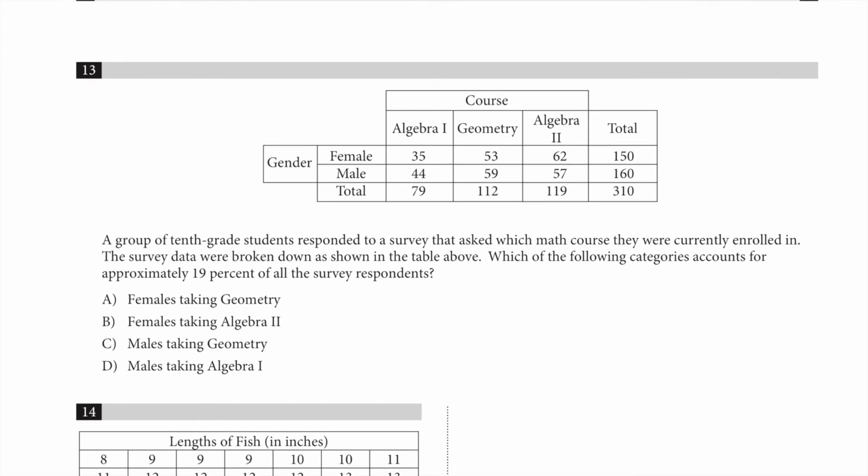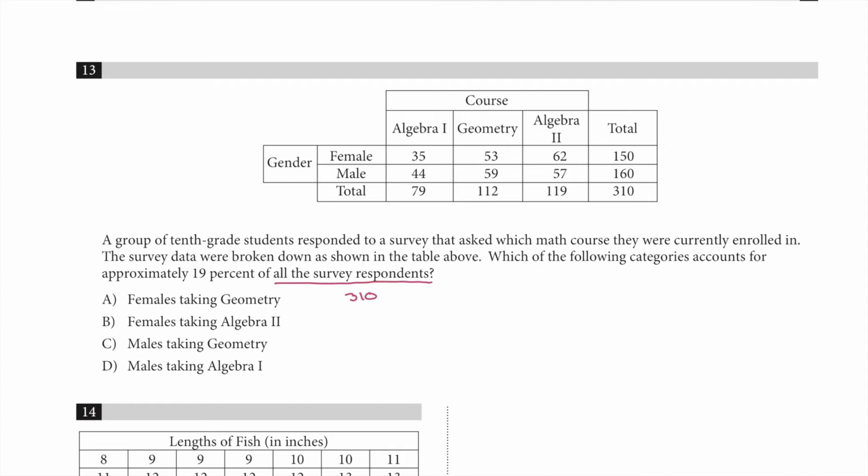A group of 10th grade students responded to a survey that asked which math course they were currently enrolled in. The survey data were broken down as shown in the table above. Which of the following categories accounts for approximately 19% of all the student respondents? And we're given females taking geometry, females taking algebra 2, males taking geometry, or males taking algebra 1. So we can focus on those 4 categories. We don't have to look at the rest of them. And it says, of all respondents. So that means the total, not just the total of men or total of women. So 310 is the number we use.